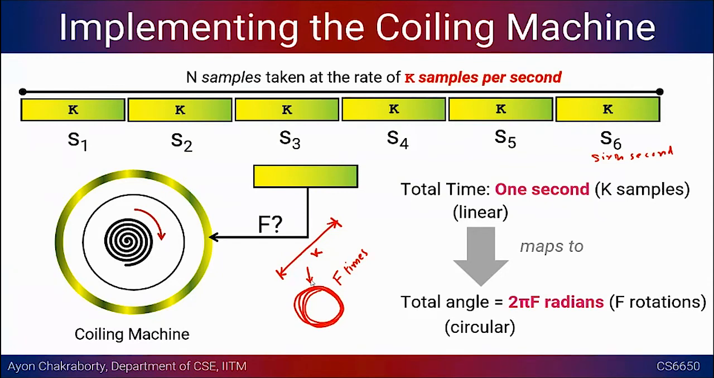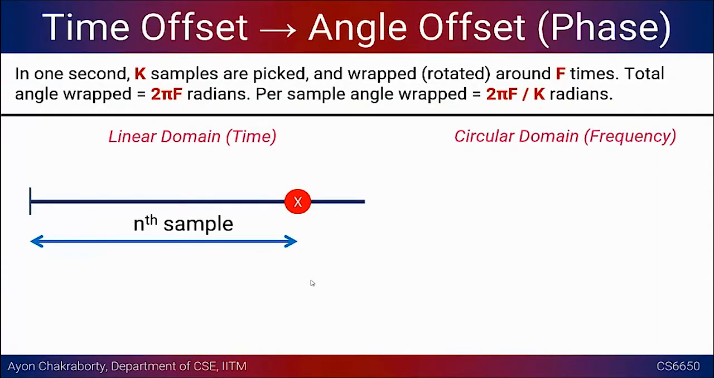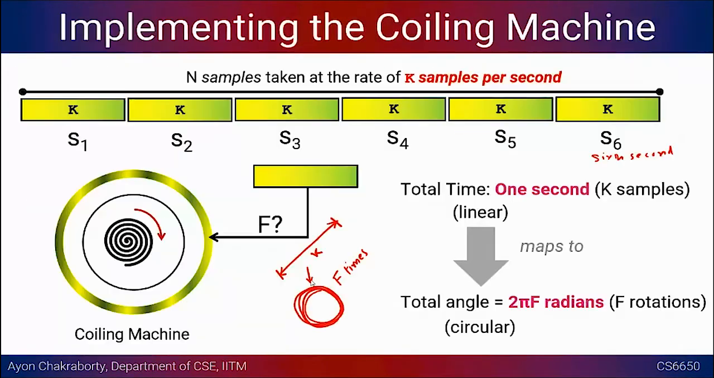Now, in 1 second, since we are taking k samples wrapped around f times, 2 pi f radians, what will be the per sample angle wrapped? In the last slide we were wrapping it, right? So sample 1, sample 2, sample 3, and so on. Let's say this is completion of one rotation. Now there will be more samples, and the second rotation has started. Every sample is going to span some angle in the circular domain.